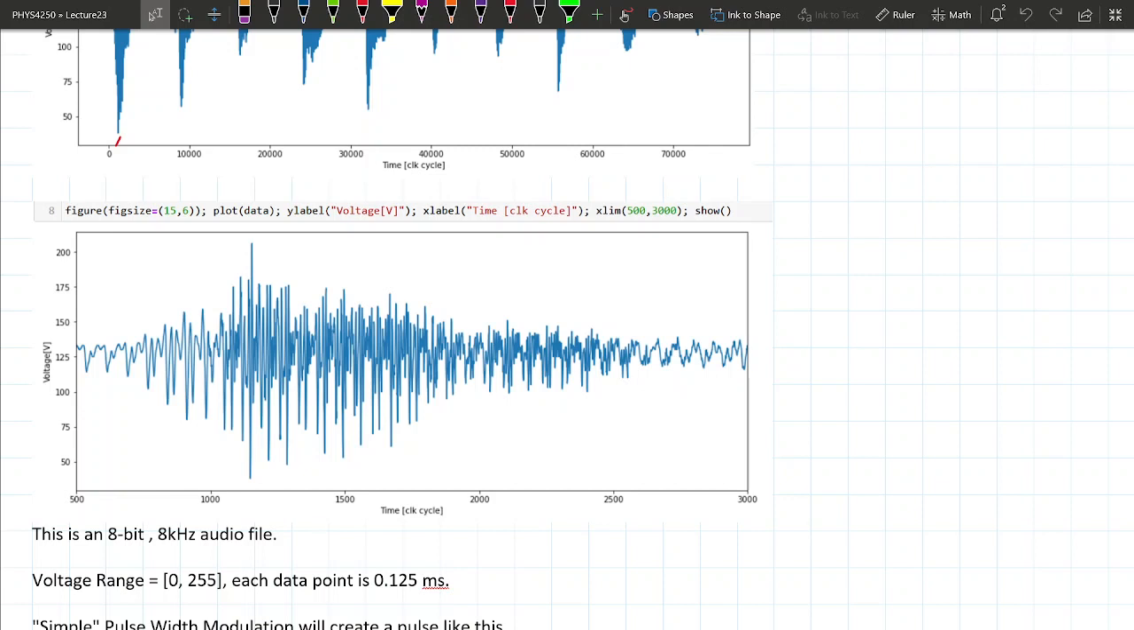In fact, this is an 8-bit audio file, and the reason it's 8-bit is because the range here goes from 0 to 255. So 2 to the 8 is 256, so you can store information from 0 to 255 on 8 bits of data, 8 bits of information, okay?